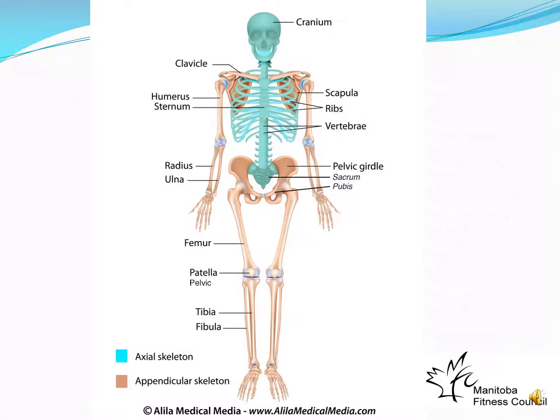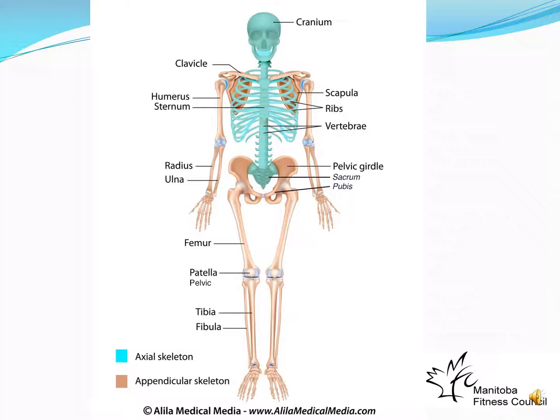So here's just another drawing of it. You have, once again, in greeny blue, your axial skeleton, which is your cranium, your vertebra, your sacrum, your ribs, and your sternum. Your sternum is your breastbone. You feel that in the front, okay? That's where the ribs come to attach in the front, your sternum. You're also responsible for that one.